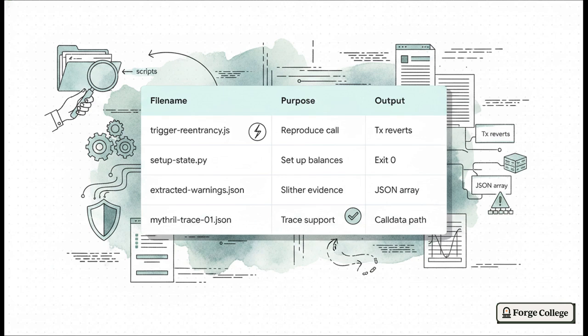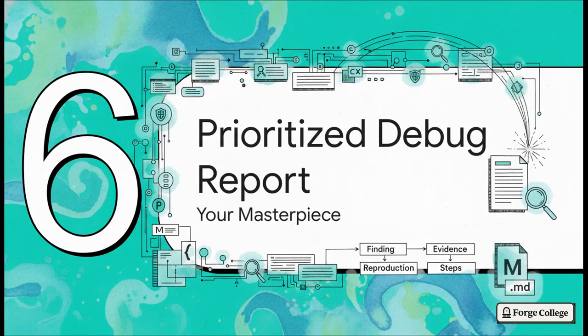Notice how a script like trigger_reentrancy.js explicitly states its expected output, like a transaction revert or a specific state delta. We have our setup_state.py returning an exit 0, sitting right alongside our condensed Slither warnings and our specific Mythril trace files. Everything is named so predictably. A reviewer should be able to look at this directory and instantly know what each file does without even having to open them. And finally, Section 6, the prioritized debug report.